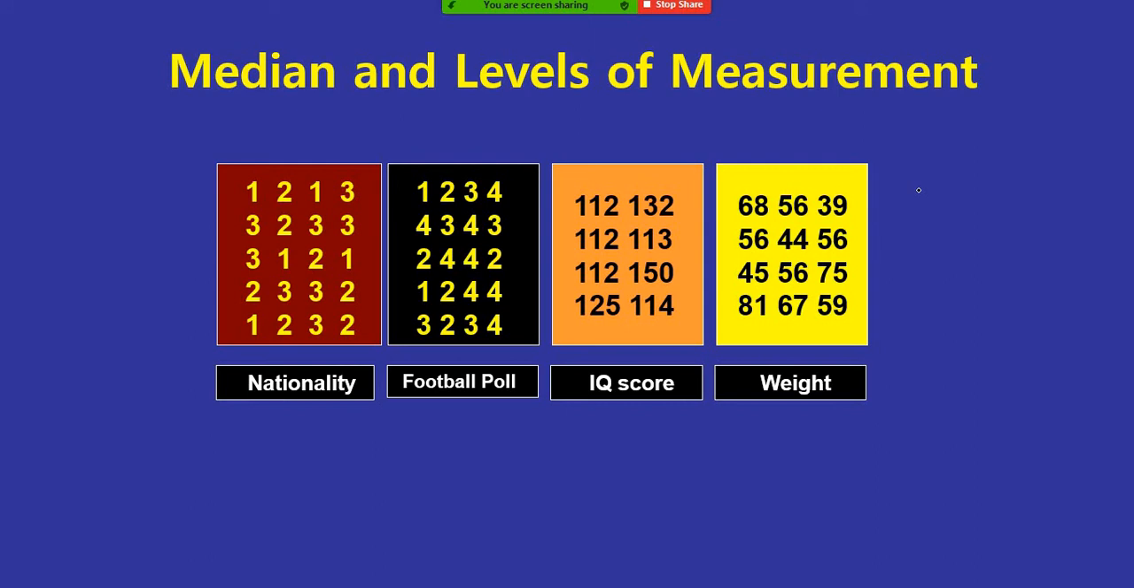Let's check what levels of measurement we can compute for our median. So again, we have nationality, football poll, IQ scores, and weight. And as you remember, nationality is nominal, football poll is ordinal, IQ score is interval, and weight is ratio. So pause the video and think, for which of these is the median a valuable measure of central tendency?